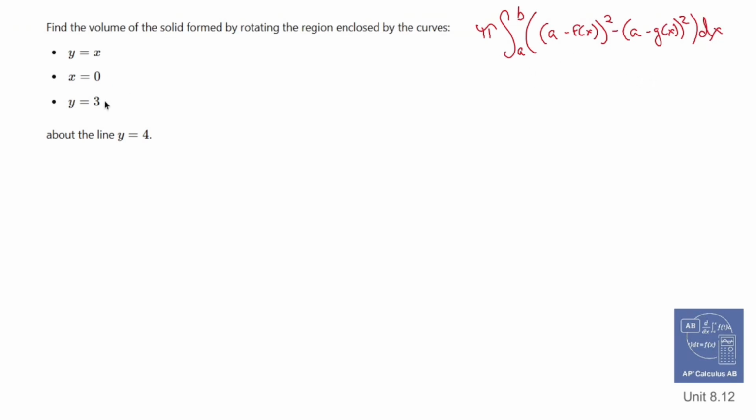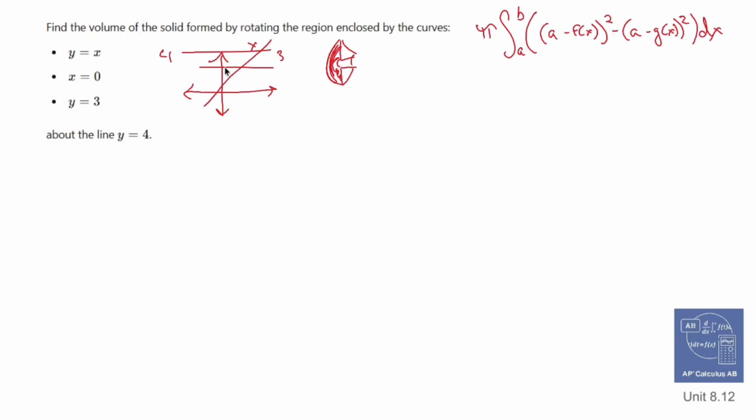Okay, so if I were to graph this, y equals 3 lives right there, y equals x lives right here, and we're spinning it around y equals 4. What's going to be created is this weird triangular looking thing. You have that spun completely around. This would be half of it, if I were to cut it in half. So yes, this is the washer method.